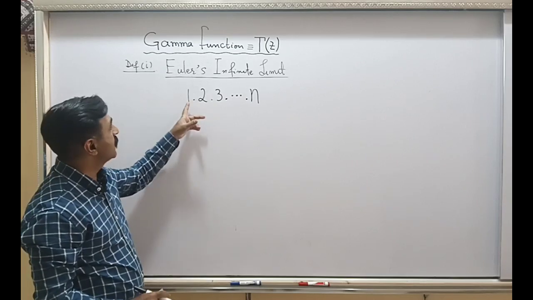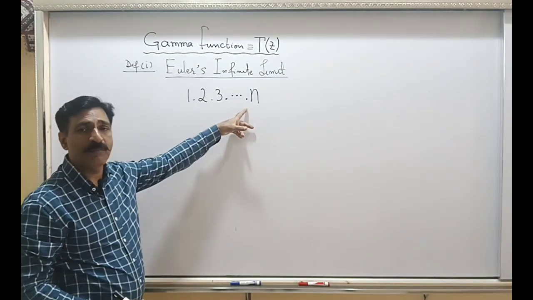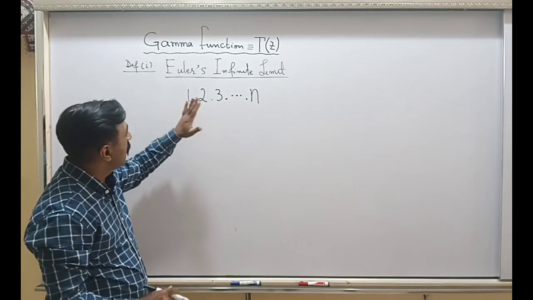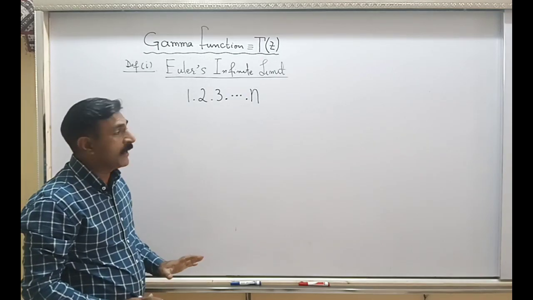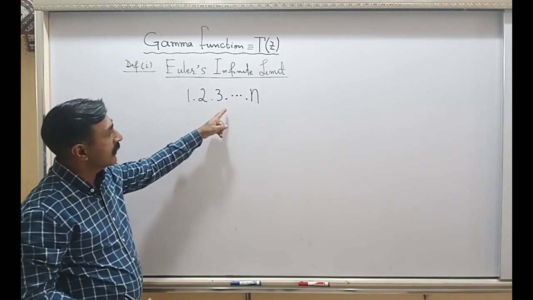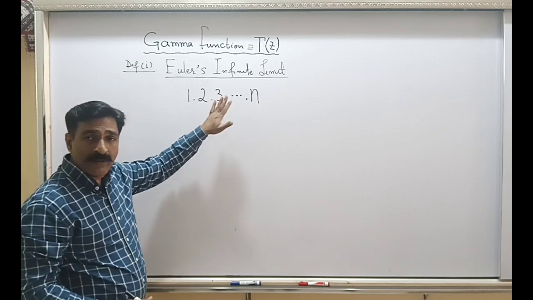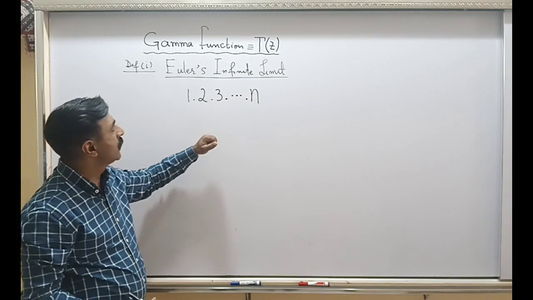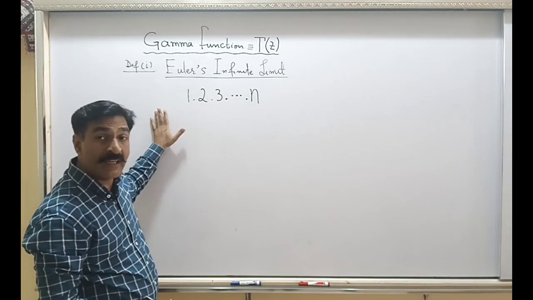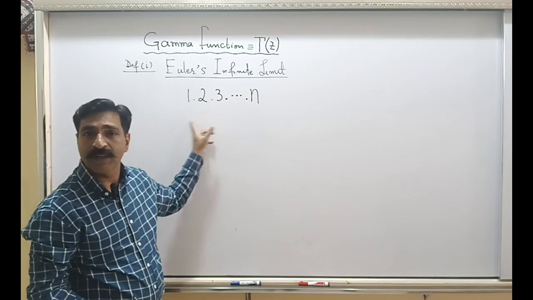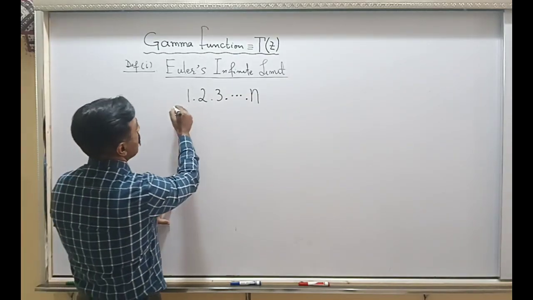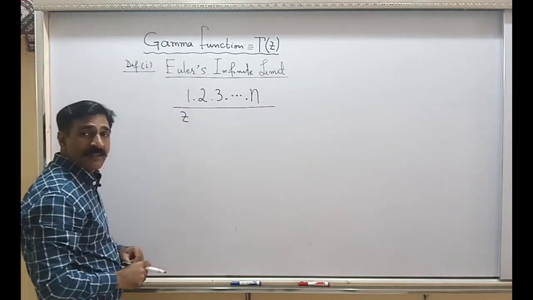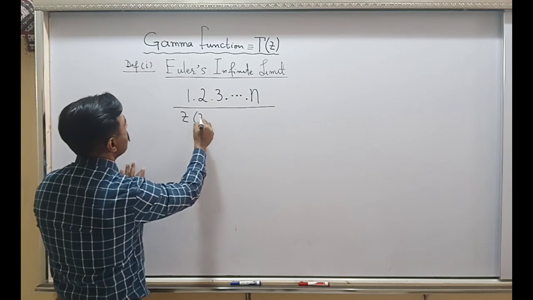You understand that this product of first n positive integers may also be written as n factorial, but for the time being, leave it in this way. Why? You will come to know that gamma function includes the factorial as a special case, or in other words, you can say that gamma function would be a generalization of this factorial function. Let's check. Divided by z, this is a variable, z into z plus 1.